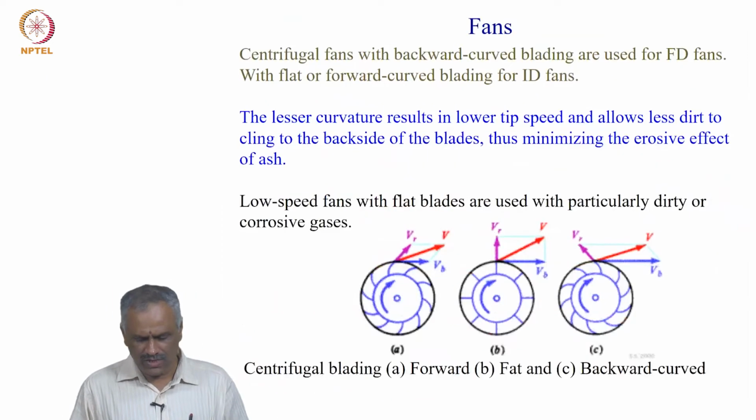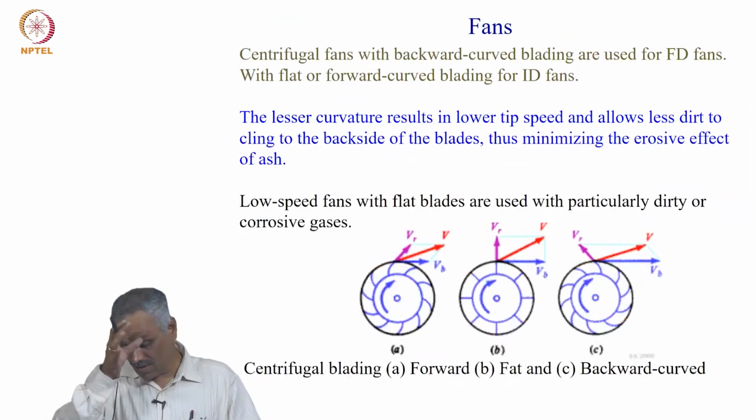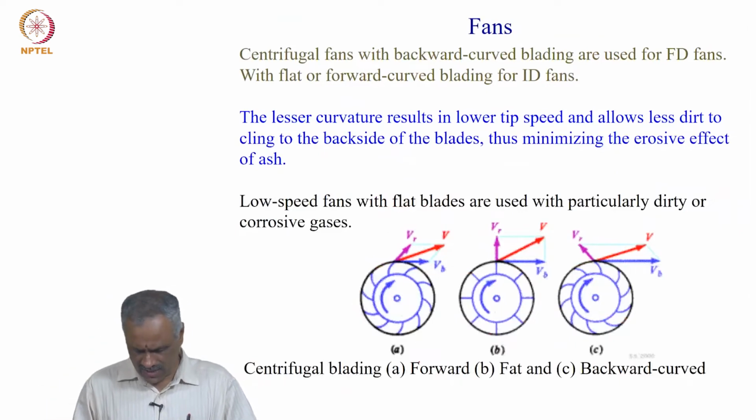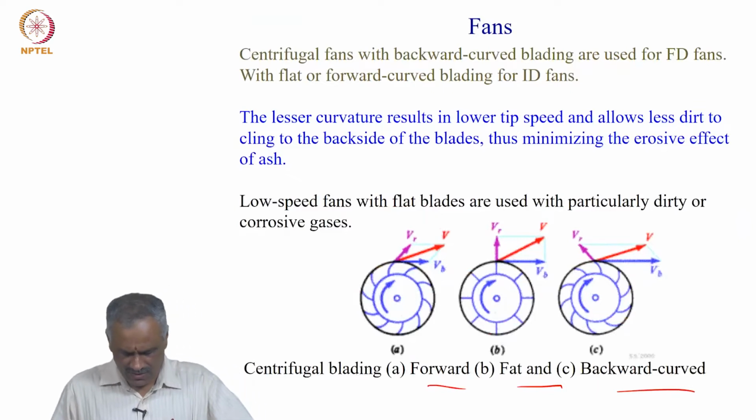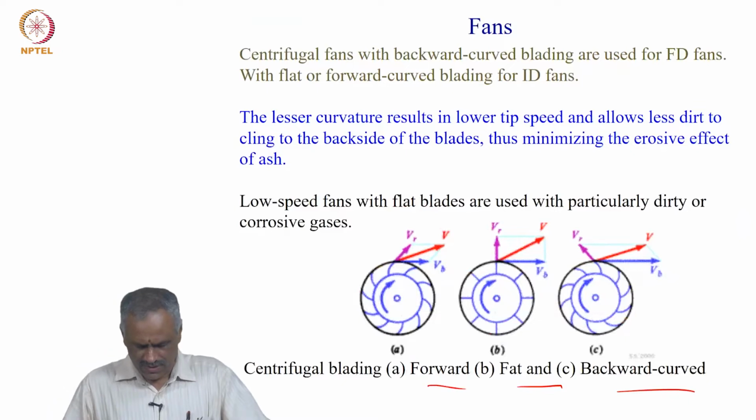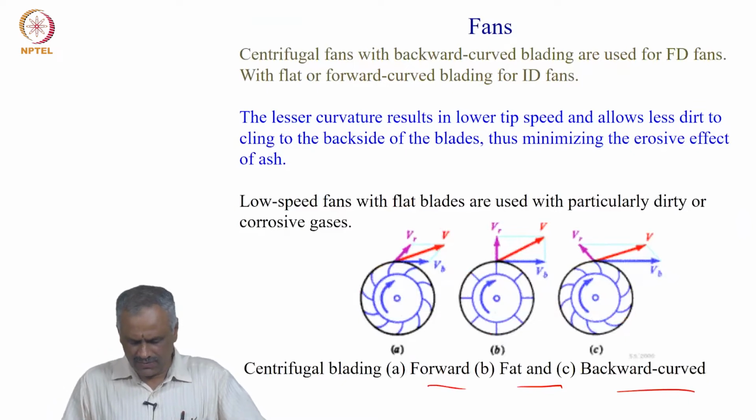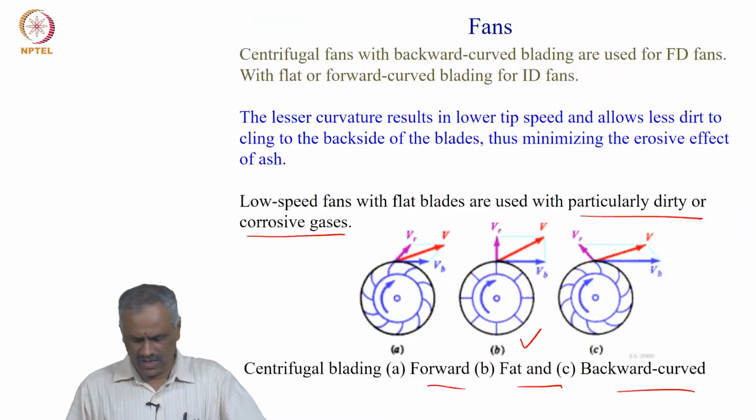Now if you look at the fans here, I go directly here, you can see forward, flat, backward. You can see how the impeller and blade profiles are there. You can see the low speed fans with flat blades; this one is used for dust and corrosive gases.